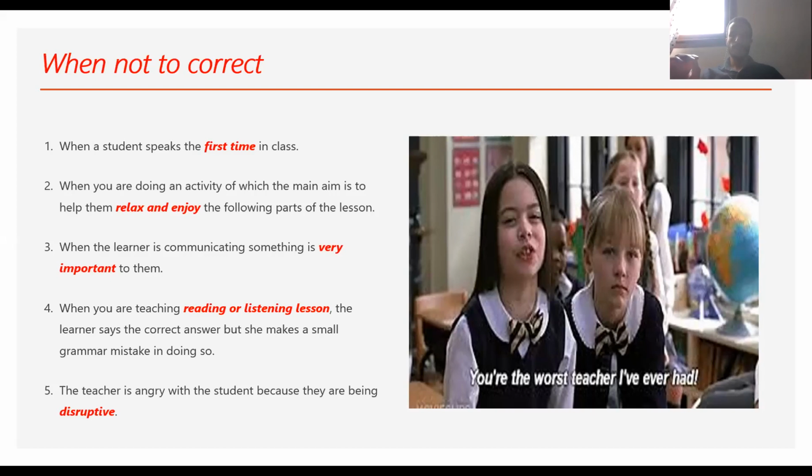Number four, as in situations number 2 and 3, when there is reading and listening, here we are talking about checking comprehension. So try to avoid as much as possible correcting grammar mistakes.